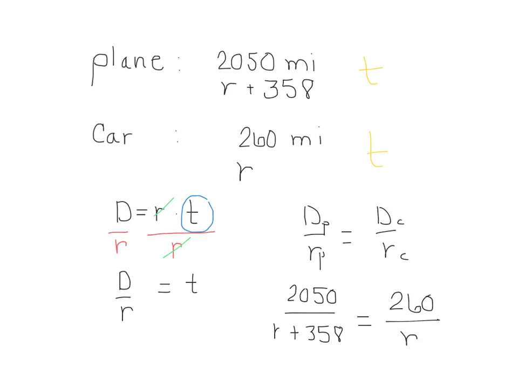So now we want to solve this rational equation. The easiest way to do so is to cross multiply. Take what's on top of the first fraction times what's on bottom of the second, and set it equal to what's on top in the second fraction multiplied by the bottom of the first.